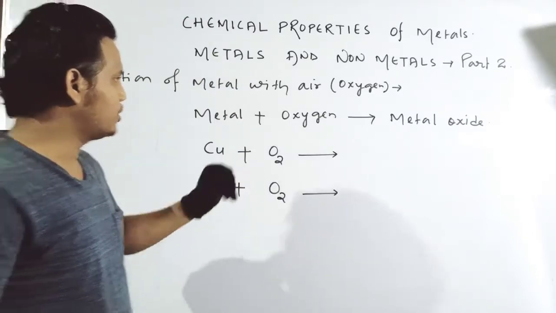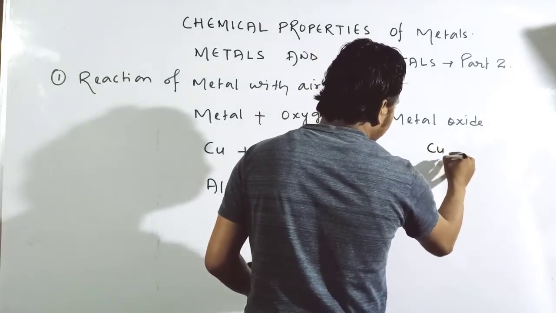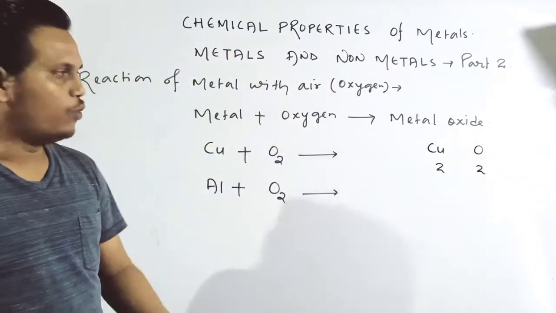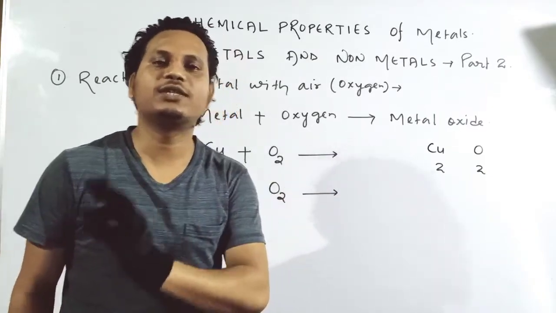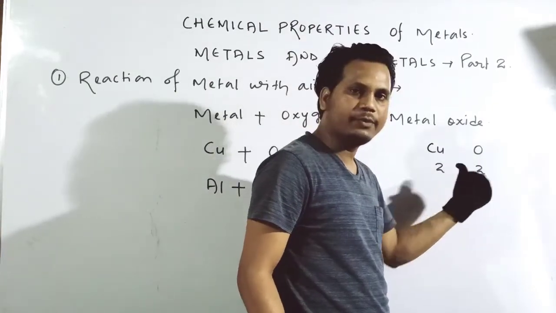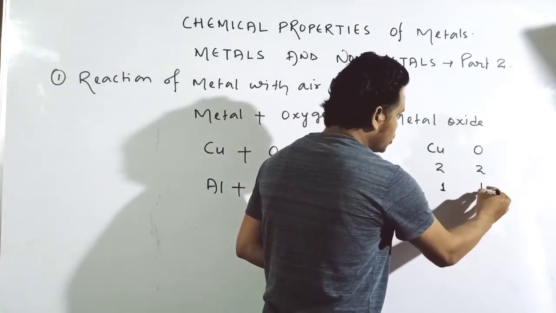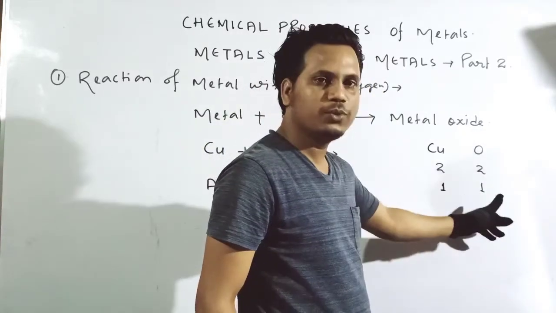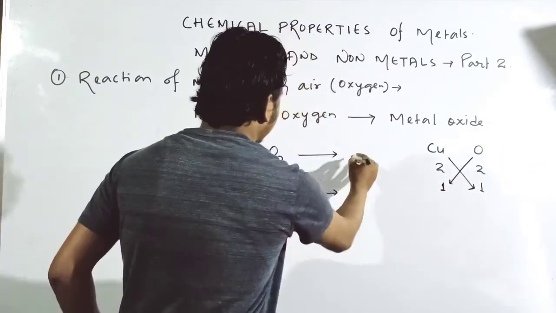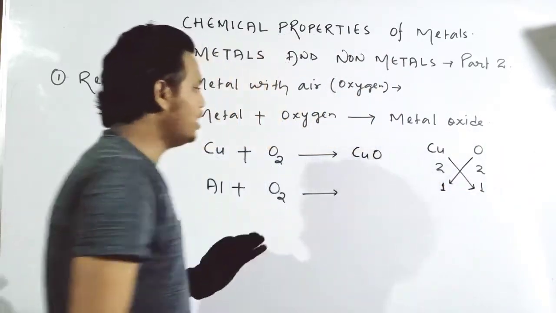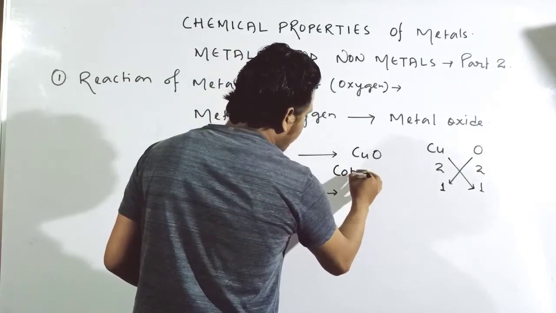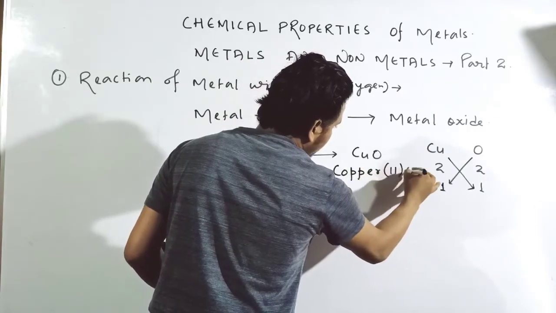So, copper and oxygen. See, copper has the valency 2, oxygen also has the valency 2. Formula is formed by exchanging of the valency. Now, if it is 2, it can be cancelled. So take the ratio, 2:2 means 1:1. From 2 both are cancelled. What is the formula? CuO. So copper oxide has the formula CuO and it is of black color. It is also known as copper 2 oxide.